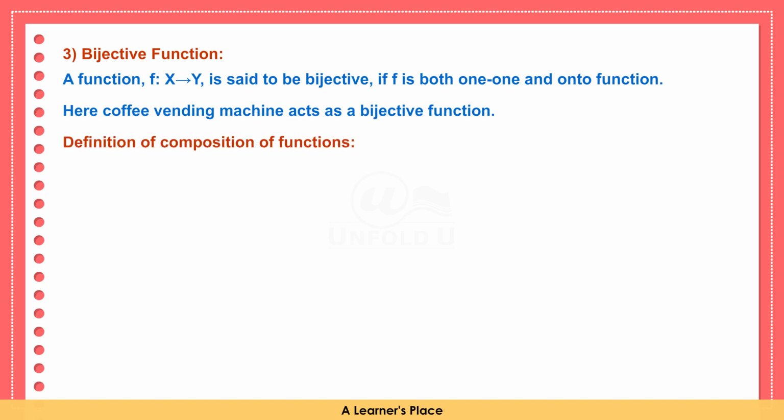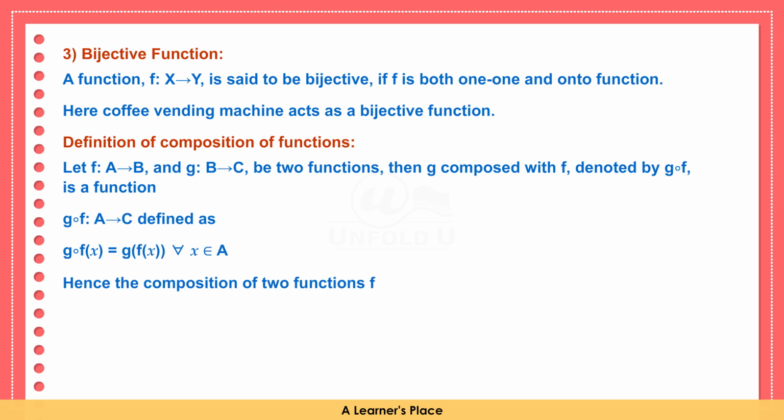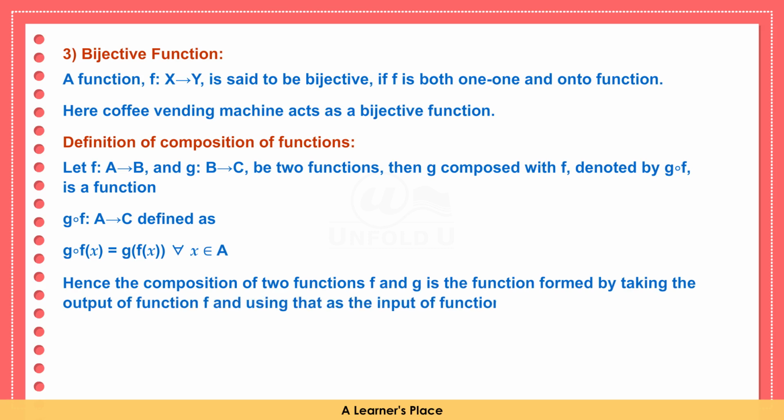Definition of composition of functions. Let f from set A to set B and g from set B to set C be two functions, then g composed with f is a function from set A to set C, which is defined as g composed with f of x is equal to g of f of x for every x belonging to set A. Hence, the composition of two functions f and g is the function formed by taking the output of function f and using that as the input of the function g.